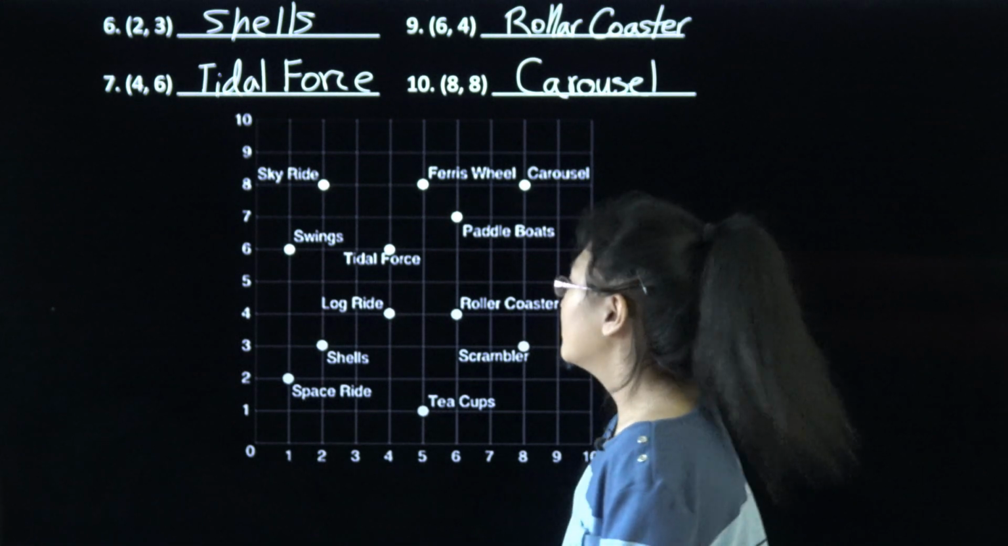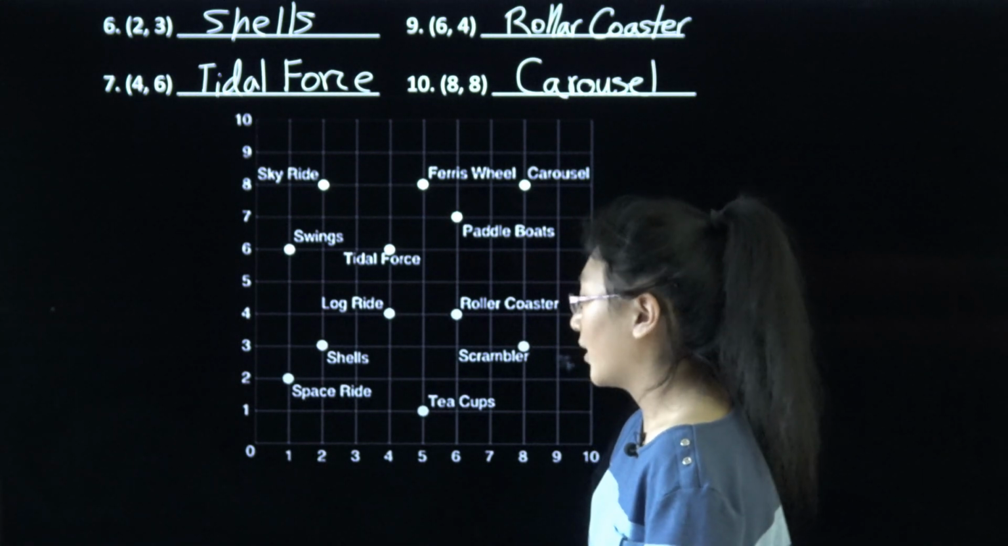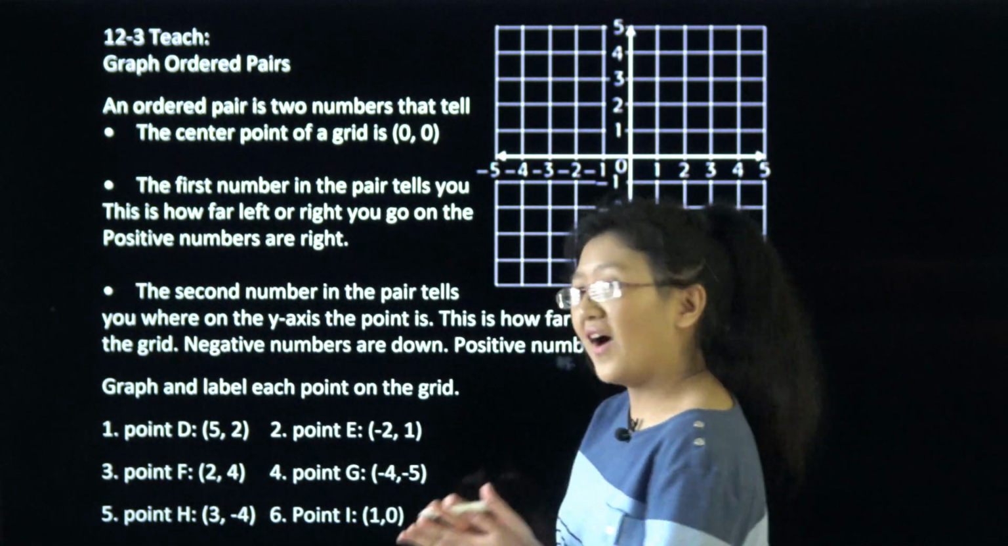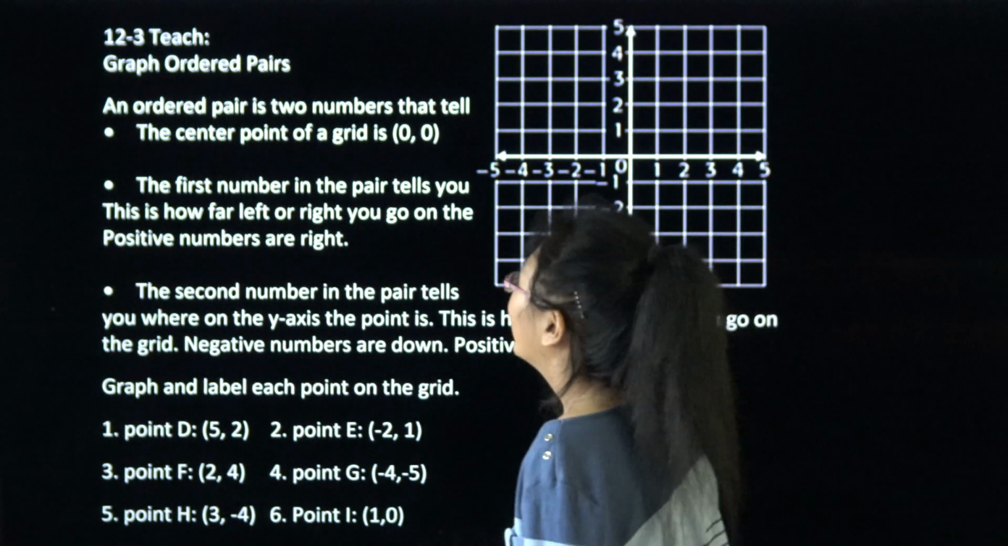Alright, now we're done that question. We move on to the next part. We're actually done the section. Hooray, we're at section 3 now. So now we're finally at the graphing bit.